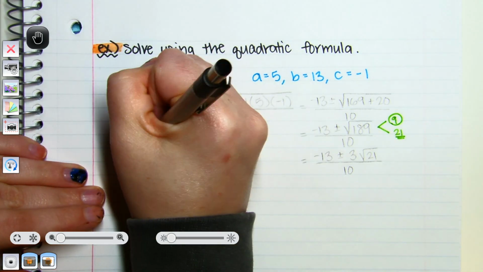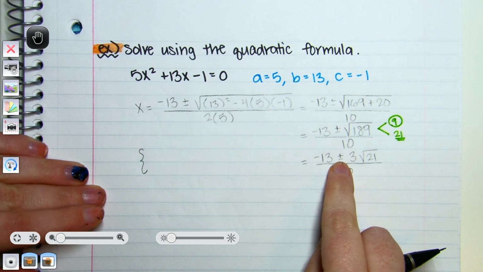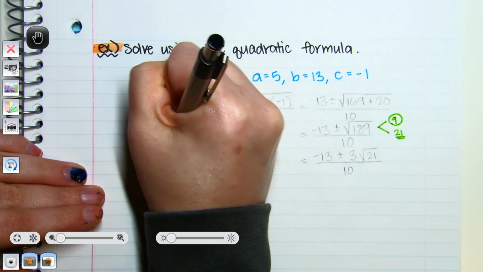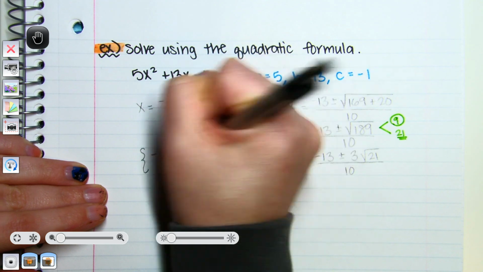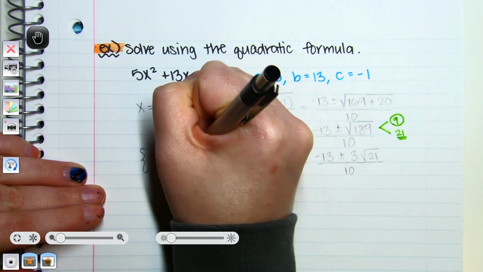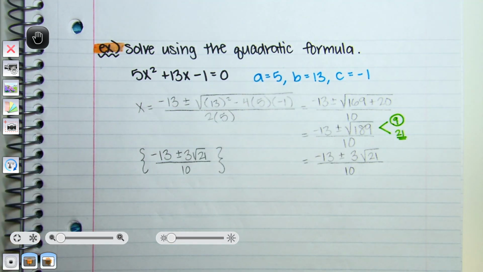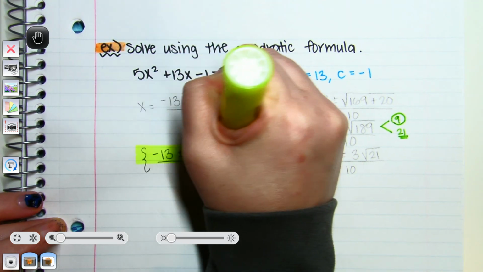So my final answer, squiggly brackets, again, you can write this as two separate ones with the plus or minus, but out of the sake of laziness and less writing, negative 13 plus or minus 3 rad 21 all over 10. Close the fancy squiggly brackets. And that is our answer.